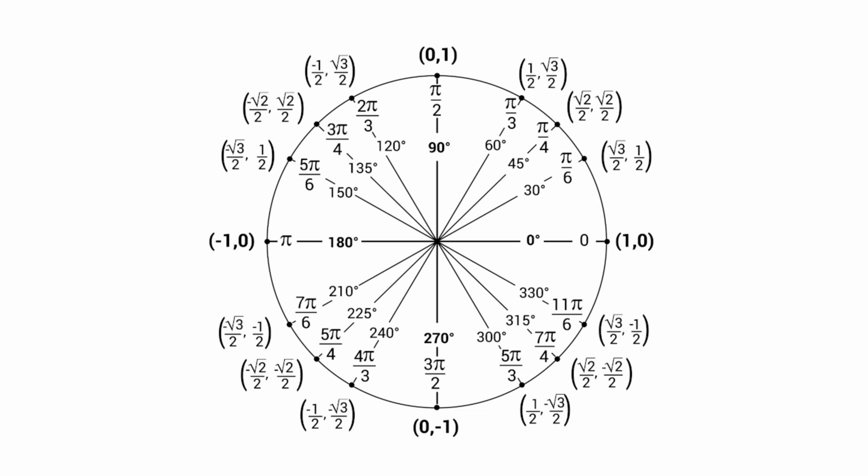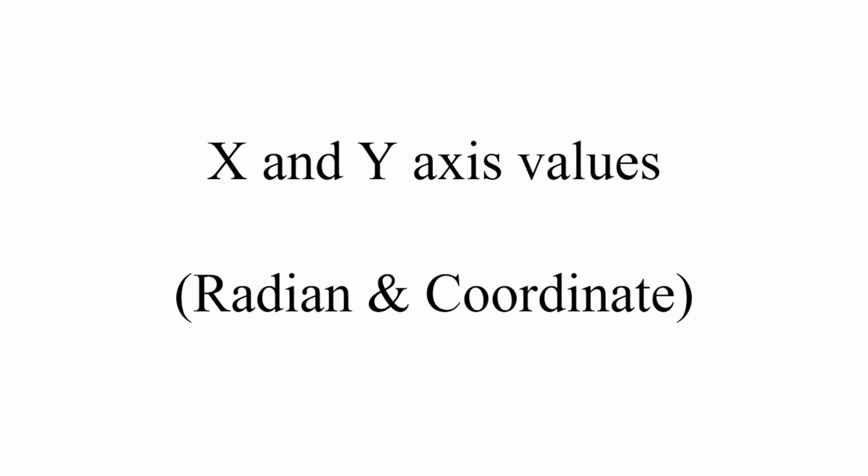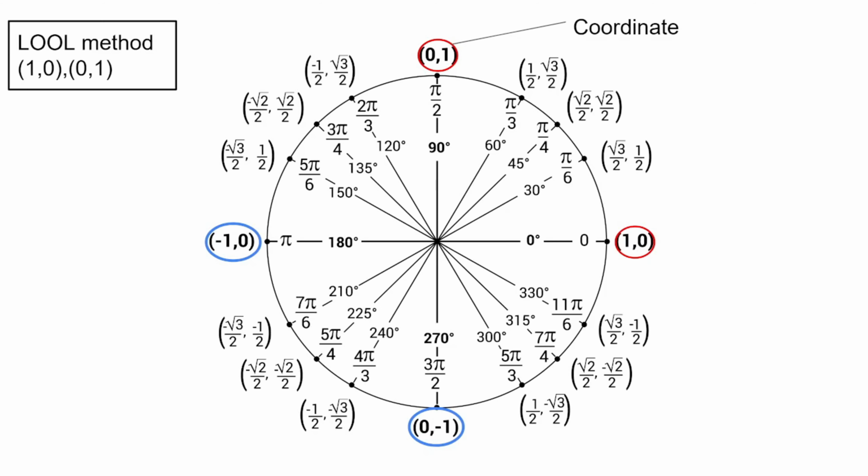So here's our unit circle. We'll first start off with the x and y axis values in radians and coordinates. If we take a look at the axes here, we're going to see 1, 0, 0, 1, negative 1, 0, 0, and negative 1.